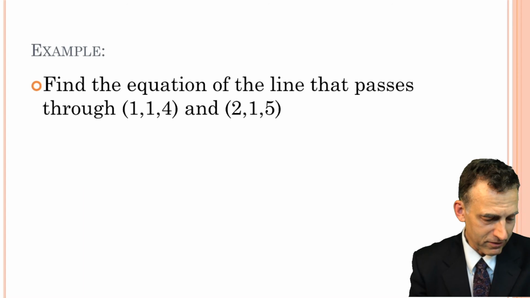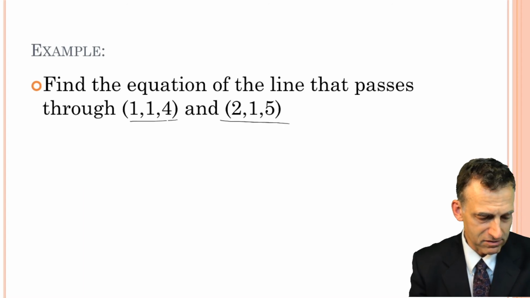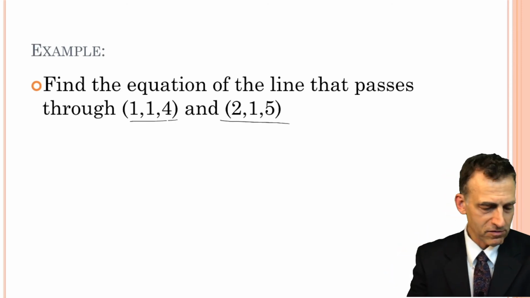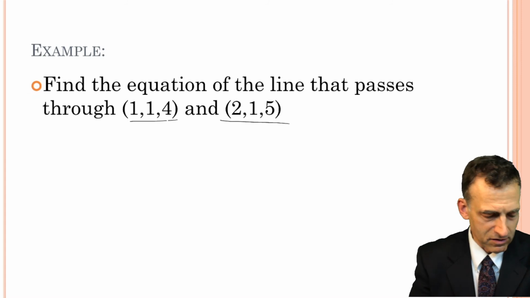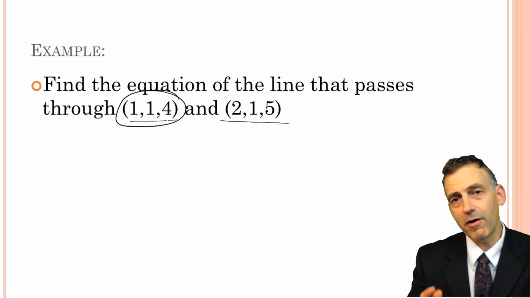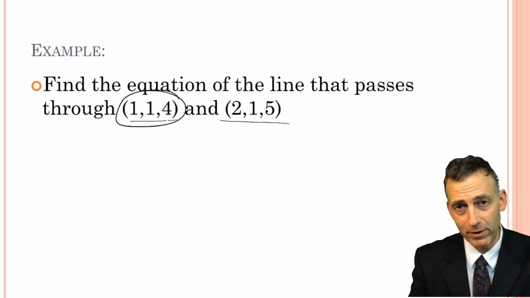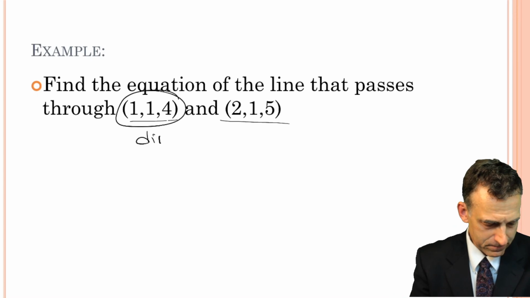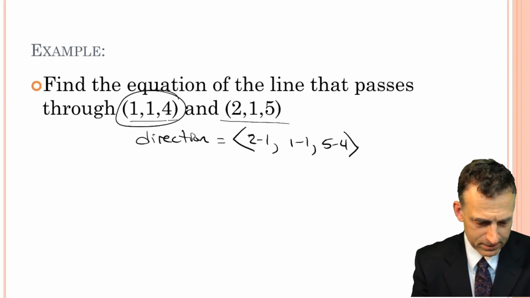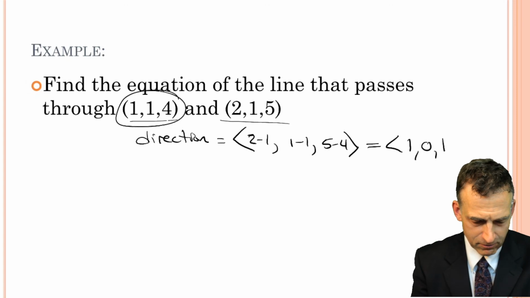So we're finding the equation of the line that passes through these 2 points. Now to make a line, we need a point and we need a direction. So I can pick either of these to be my point. So let's just pick this one for the sake of consistency. It doesn't really matter. Now I need a direction. The direction will point from one point to the other. So the direction will be a vector, and I'm going to use this vector that is formed by subtracting the 2 points. So 2 minus 1, 1 minus 1, and then 5 minus 4, which is the vector 1, 0, 1.